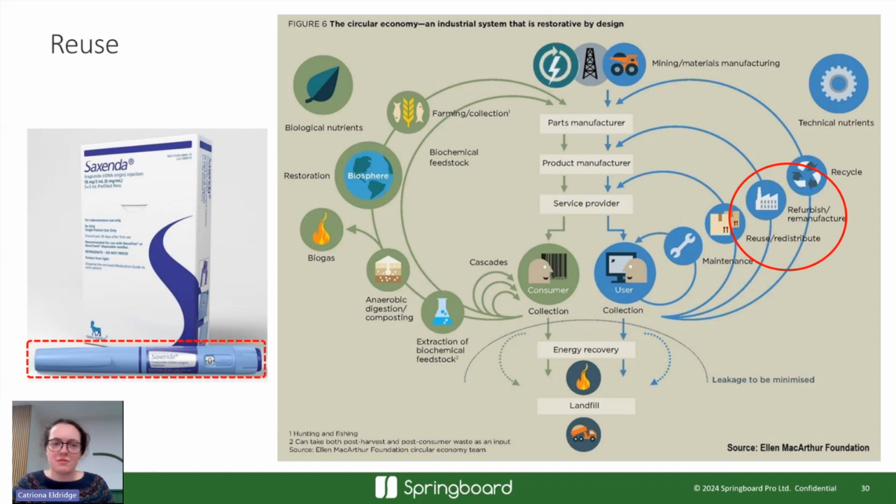The one thing reuse can't really help us out with here is the cardboard packaging. We could make a reusable version of the packaging, but it's not going to do what we want, really. But the biggest part of this device, the greatest lump of embodied carbon, as it were, is the device itself, and we can make that reusable.